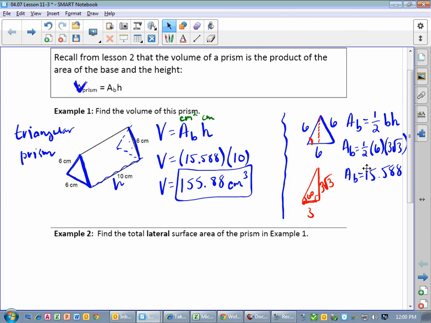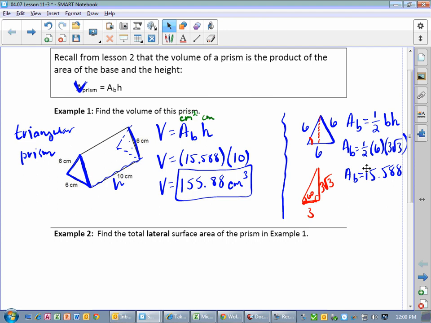Okay, so again, just recapping, to find volume, we identify the base. This is why we started off with nets and identifying the parts of the prisms. Get the area of whatever that base is, using whatever the appropriate formula is. This happened to be a triangle, so it's half base times height. What if the base were a rectangle? What formula would we use to find the area? Length times width, or base times height.